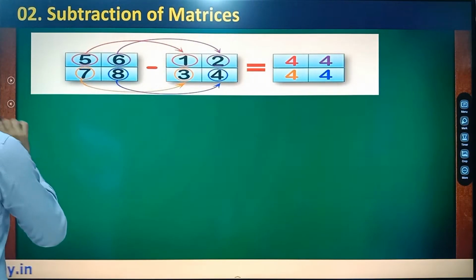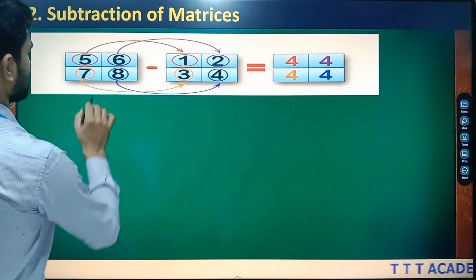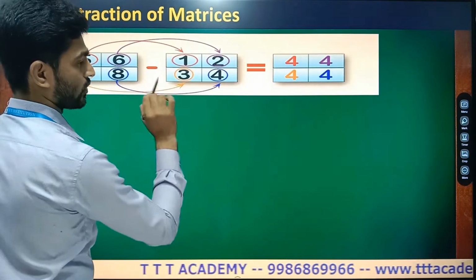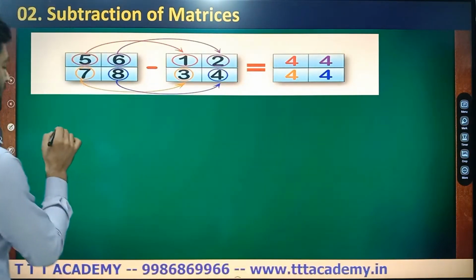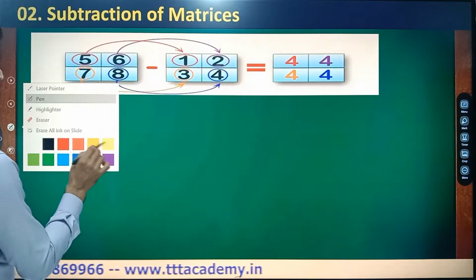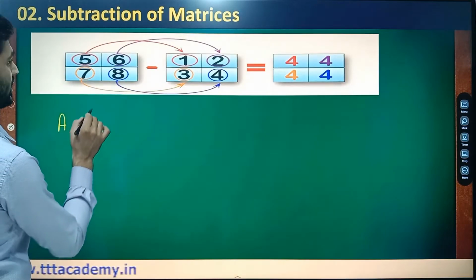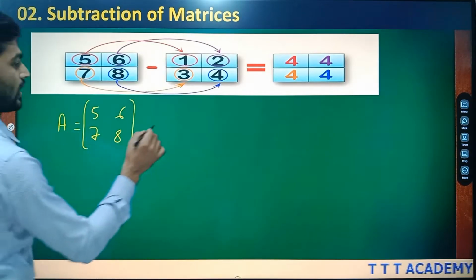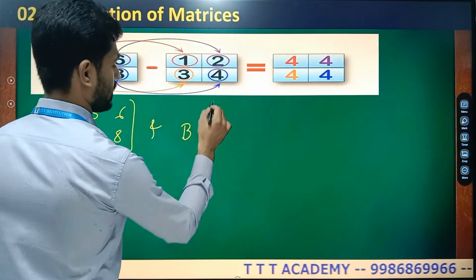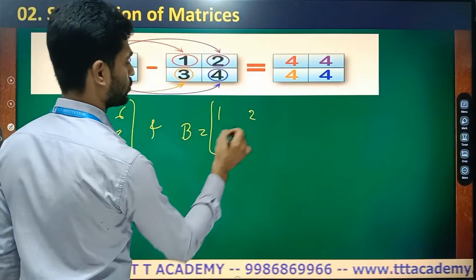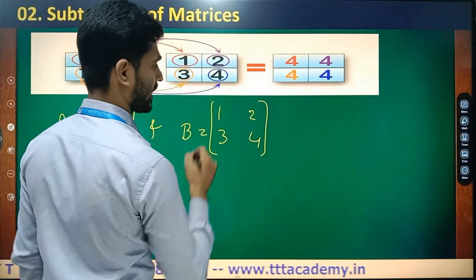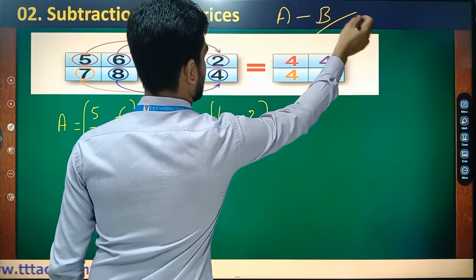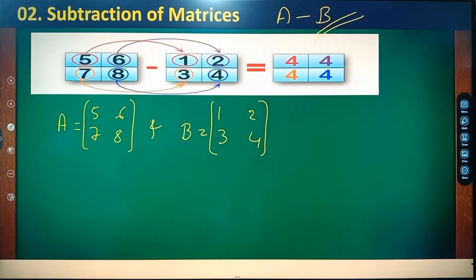Here we can take an example. Means dear students, 5, 6, 7, 8 minus 1, 2, 3, 4, what is that equal to? Suppose here I consider A as a matrix, where A is a matrix of elements 5, 6, 7, 8. This is the A matrix. And one more example, another matrix B, 1, 2, 3, 4. Okay, our aim is to subtract A minus B, that is the subtraction of matrices.